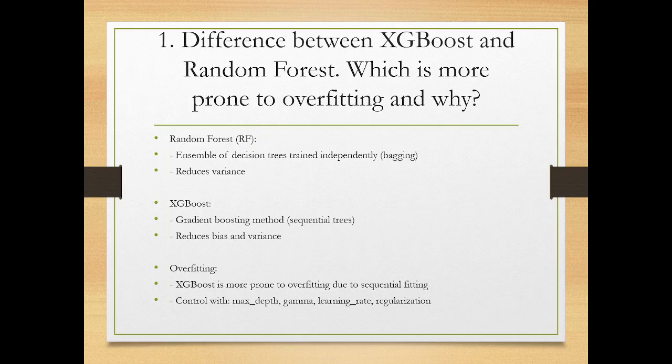See, in random forest, many of these are working in parallel, but in XGBoost, the prediction of one affects the prediction of the next one, and so on, and that's why it leads to overfitting. And that can be controlled using max depth, by specifying gamma, learning rate, or regularization in the hyperparameters of the model, and then hyperparameter tuning can also be done for XGBoost.